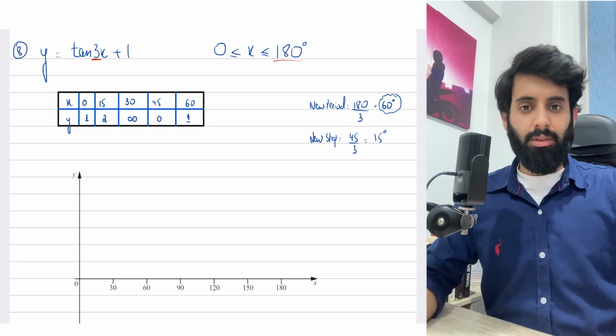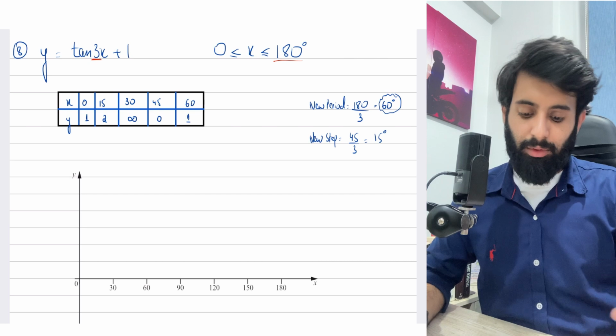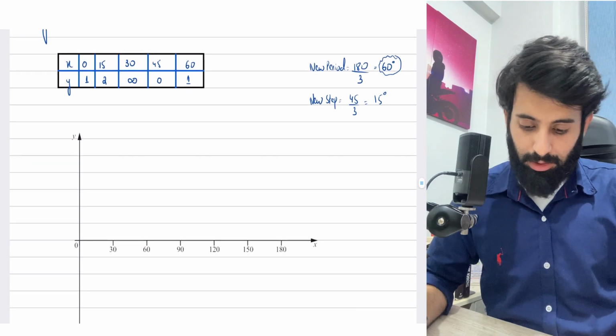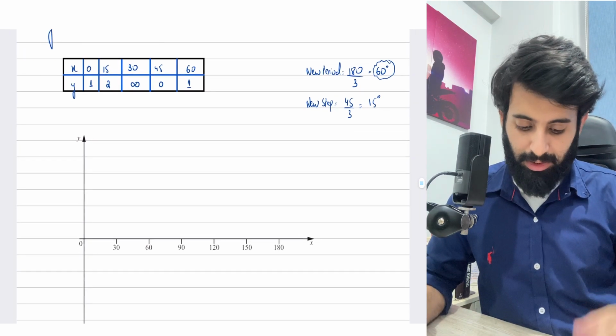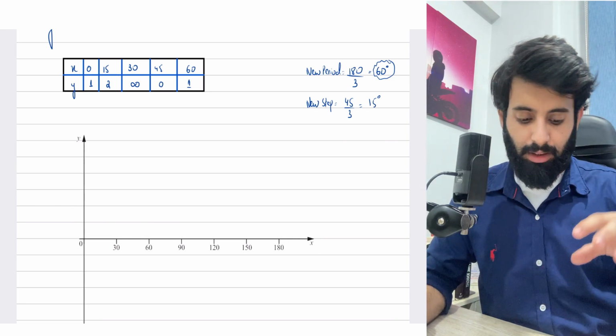Why? Because I know that it's just going to be a replica; we're going to get the exact same values. Since this was a past paper question, I've taken a screenshot of the x and y axes that was given in the paper.